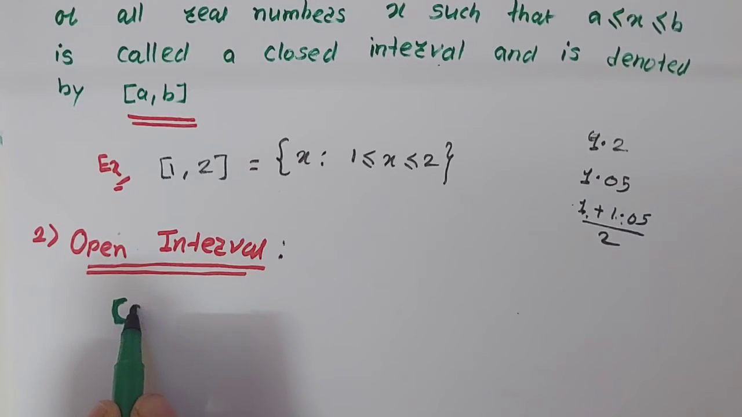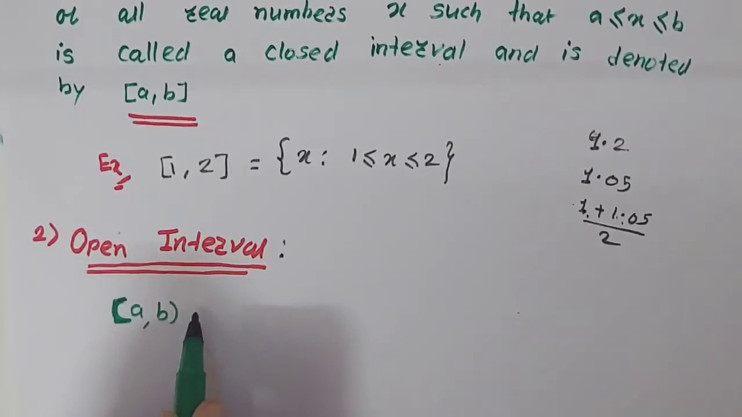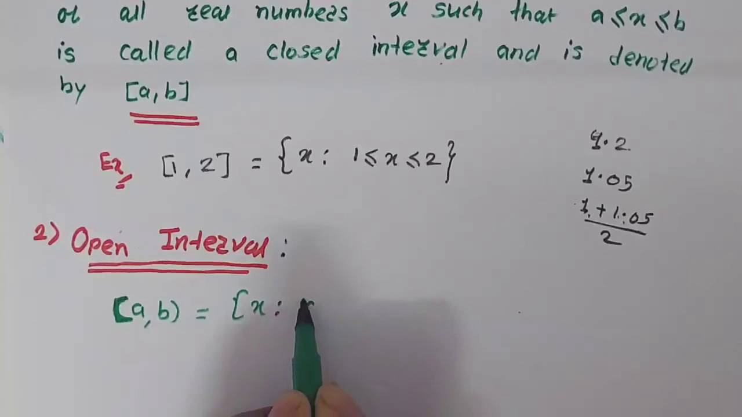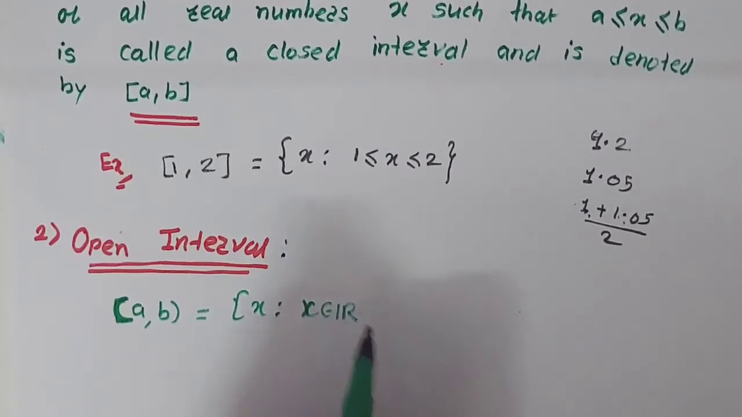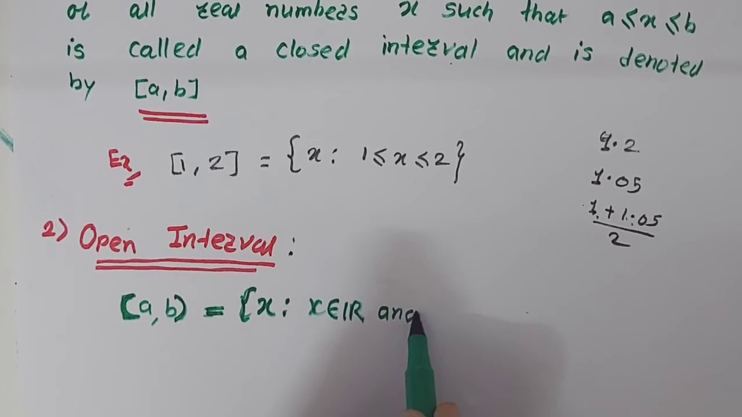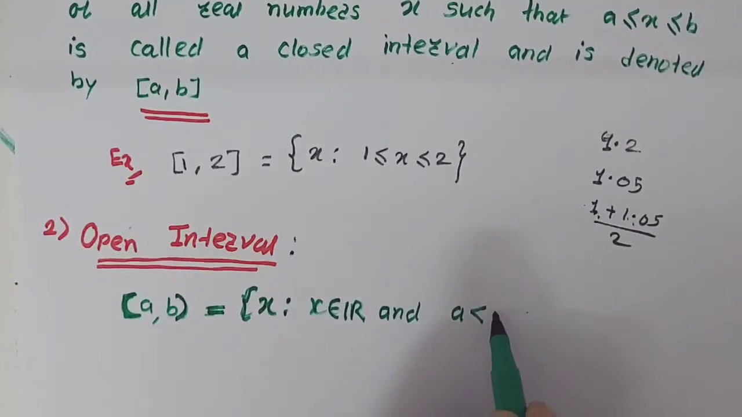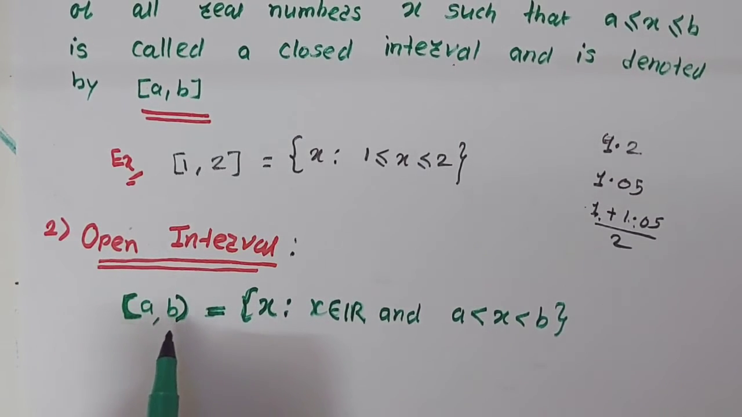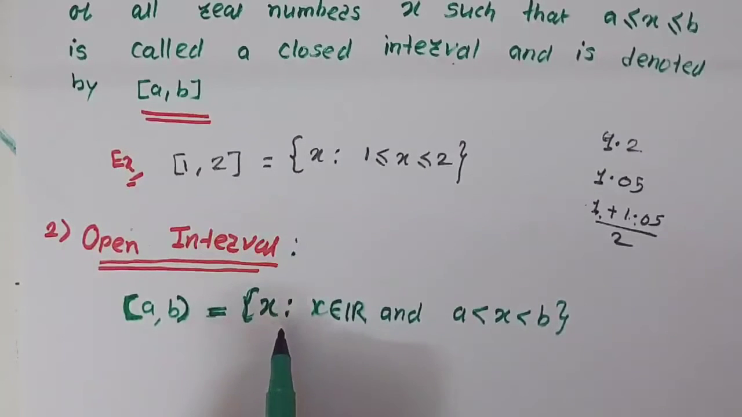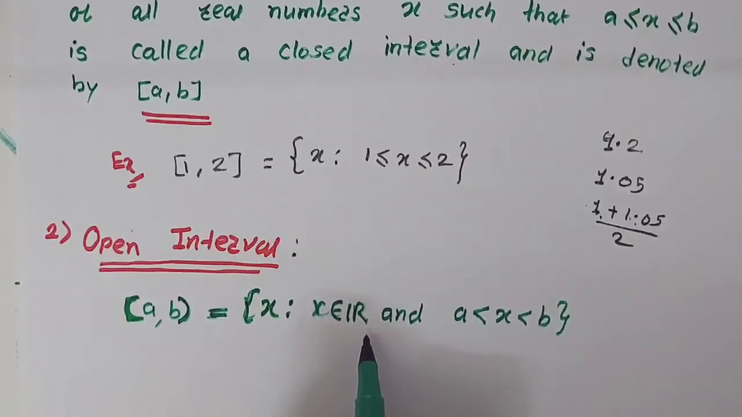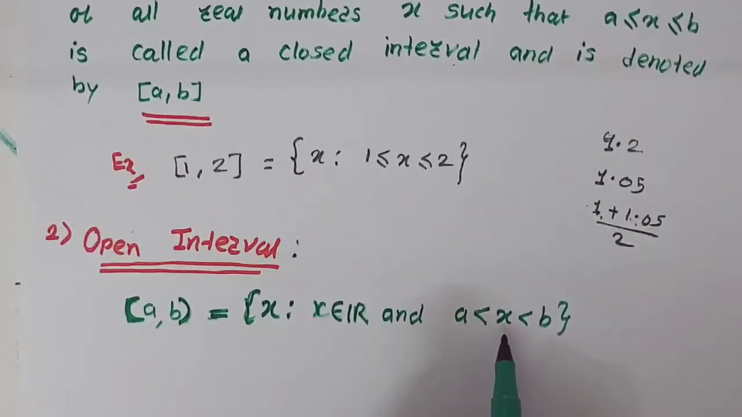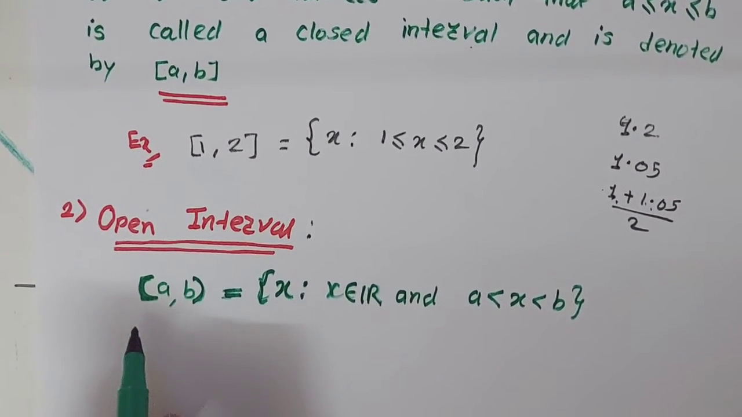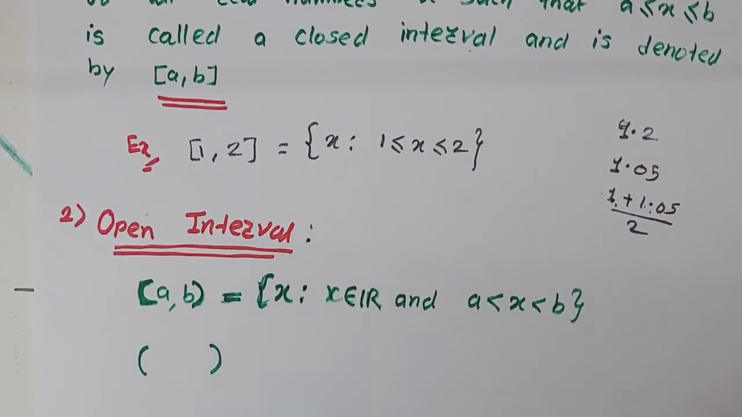So the definition of open interval: open interval a comma b is equal to the set of x such that x belongs to the set of real numbers and a is strictly less than x strictly less than b. Here we are using the strictly less than symbol, and for an open interval we have to write the open bracket.